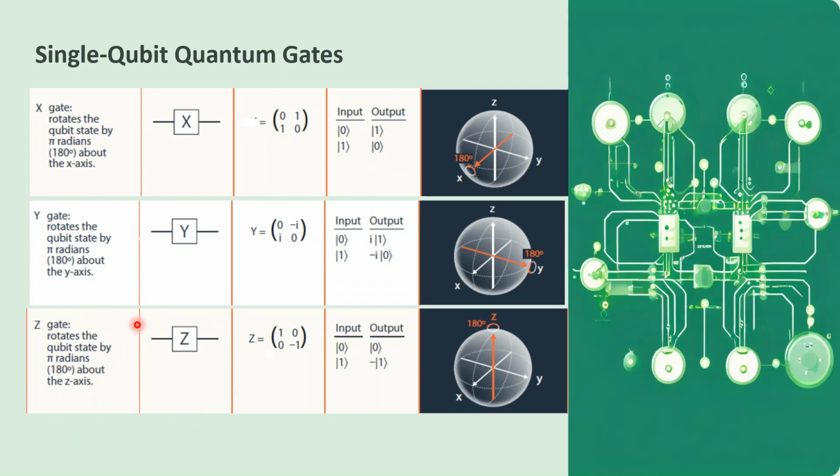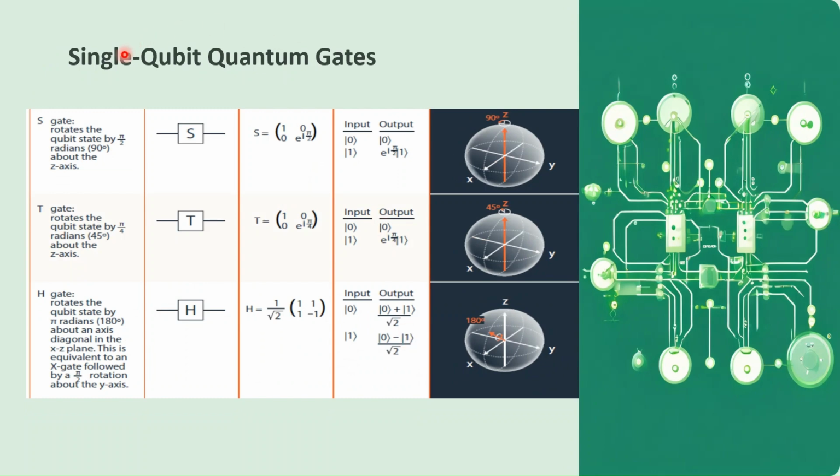This is the notation of the Z gate, and this is the matrix representation of the Z gate. For the input and output, if we apply the Z gate on the one state, we get the one state but with a negative sign.